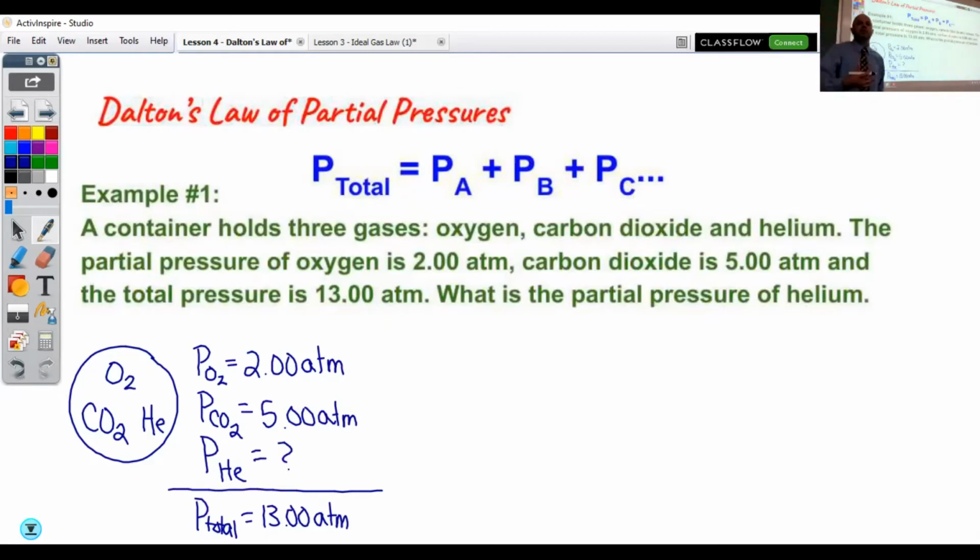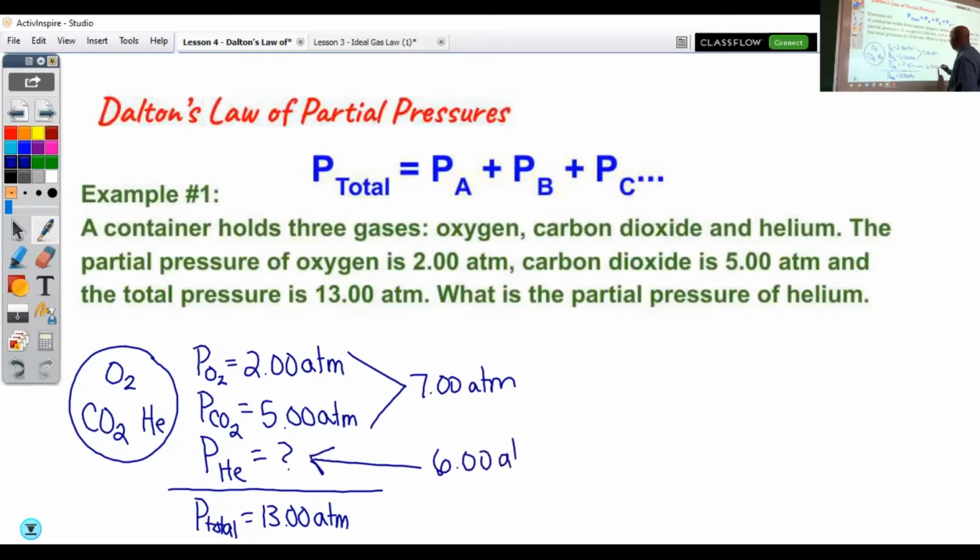So in this case, if you know the total pressure, and there are 3 gases, and you know 2 of the 3 gases, you can subtract to find the pressure of the last one. So together, these 2 add up to be 7.00 atm, meaning that our partial pressure for helium, in order to get to 13, would be equal to 6.00 atm. Again, not a very difficult question, but it's a simple law to begin with. Let's take a look at a second example.